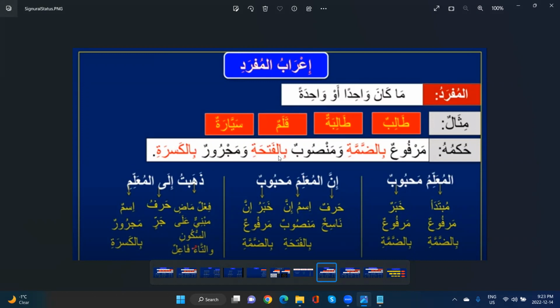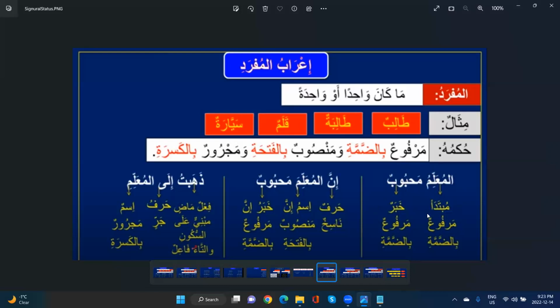It is rafa with dhamma. It is mansub with fatha. And it is majroor with kasra. That is what we can say. Okay. Al muallimu mahbubun. Yes, it's a sentence. The favorite teacher, or the beloved teacher. Correct? So what is al muallimu? Mubtada. Is it jumla ismiya, by the way? Yes. Now mahbubun is the khabar and al muallimu is the mubtada.